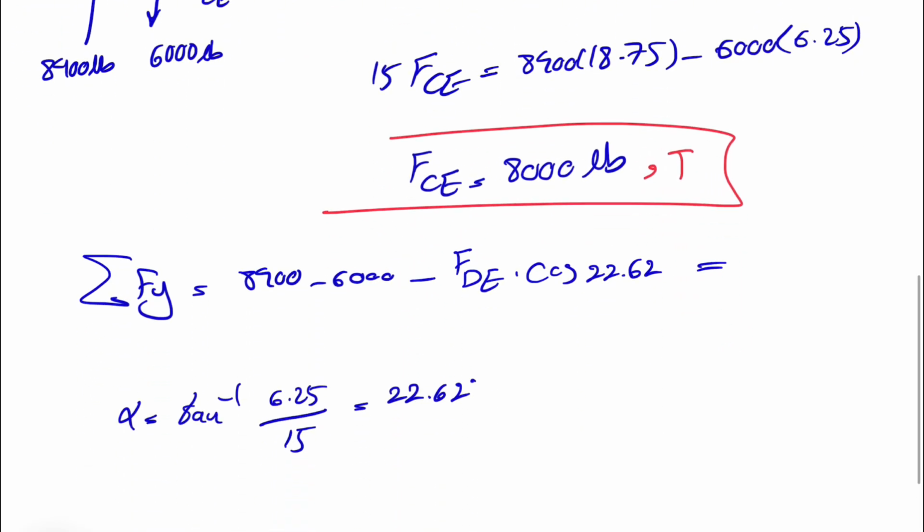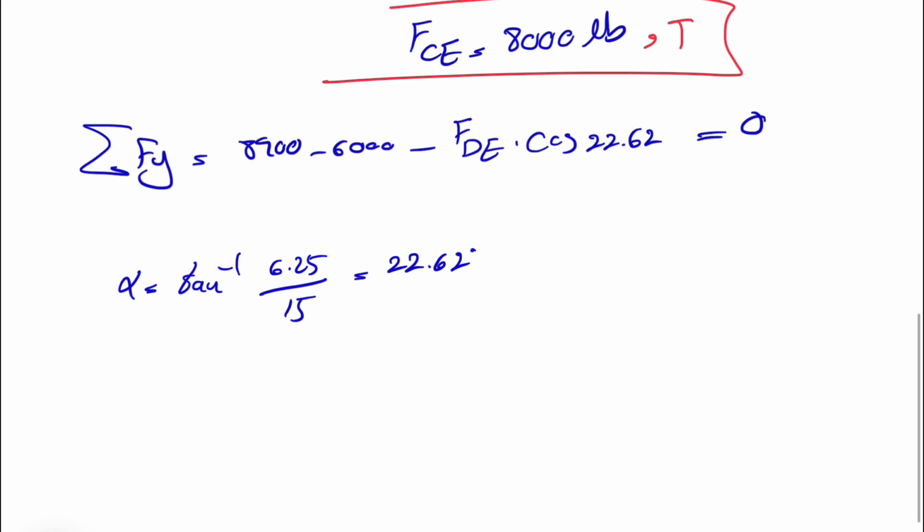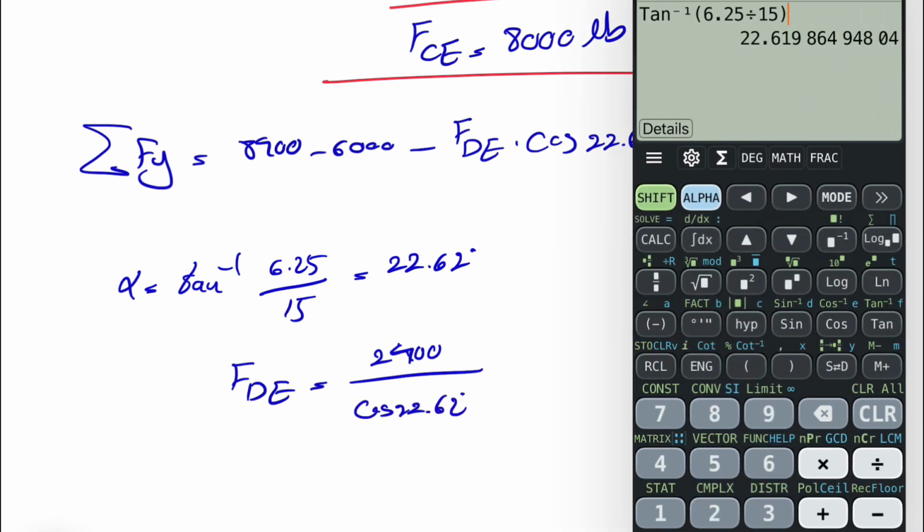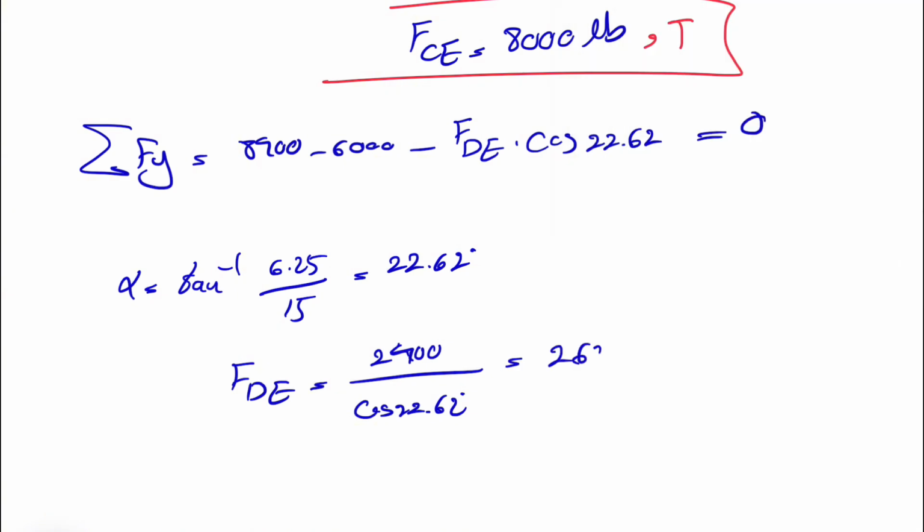That's pretty much all the forces that we have in y direction. So FDE would be 8,400 minus 6,000, which is 2,400, divided by cosine of 22.62. Let's calculate this one. 2,400 divided by cosine of 22.62. That's going to give us 2,600 pounds.